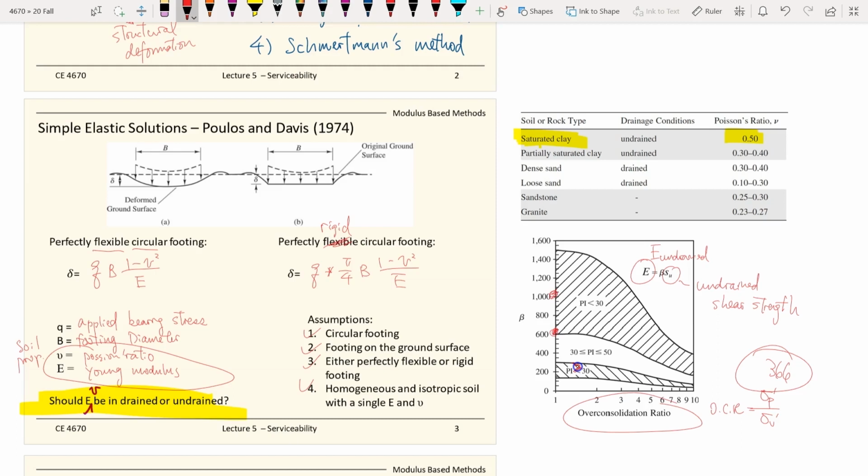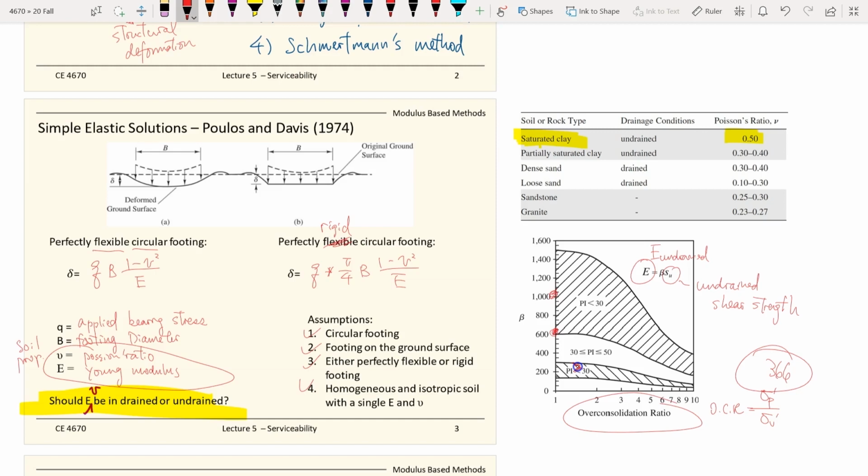So for those final comments about this simple elastic solution, the good thing about this is, first, this is a theoretical-based method, which means the formulas can be backed up by physics. It's not empirical-based. But you need to understand that the nature of soil carries a lot of uncertainty, like the modulus values that you're seeing here.